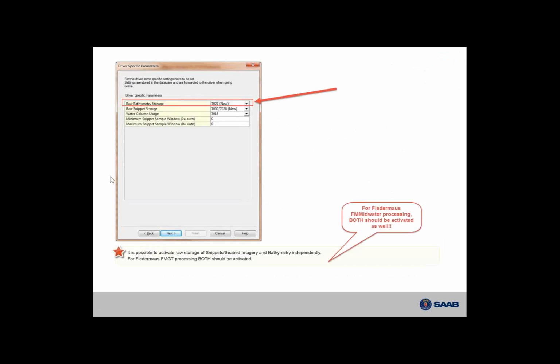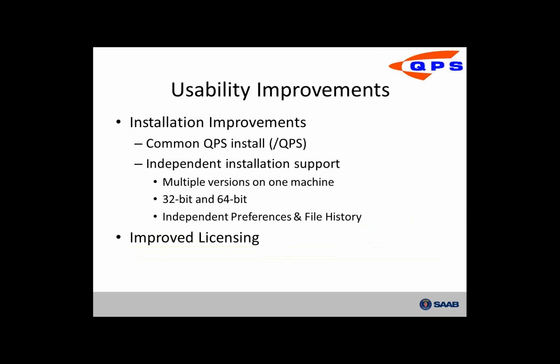So looking at it in detail, in your driver-specific parameters, you have to make sure that it is set up to record the snippets and sidescan imagery and the bathymetry. Where the big arrow is pointing, you have to have both activated for recording the raw bathymetry storage and the raw snippet storage. That's very important. So that's something to be very careful with, to make sure you're collecting all the data that you need to move forward in the applications.